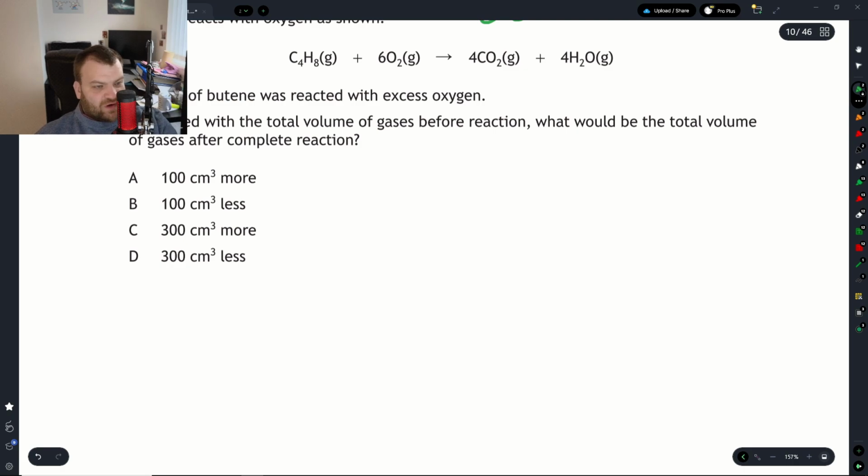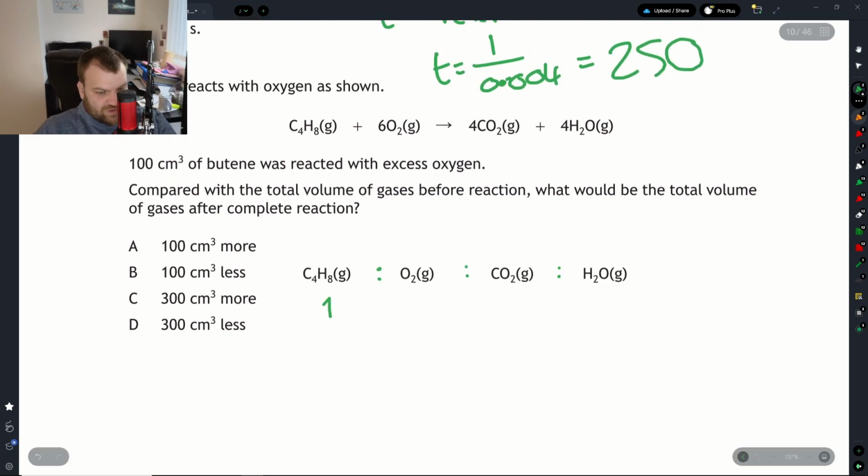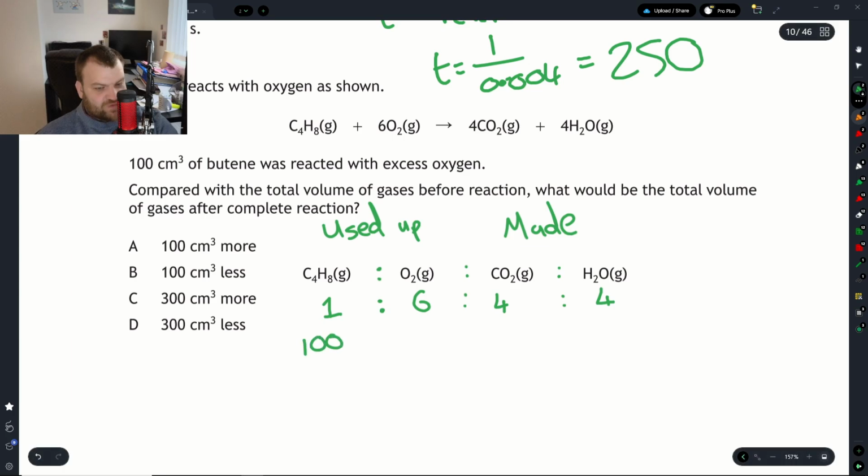Moving on, we are told that we've got 100 centimetres cubed of butene reacting with oxygen. Compared with the total volume of gas before a reaction, what would be the total volume of gases after the complete reaction? So what we've got is we have a 1 to 6 to 4 to 4 ratio. Our reactants are going to get used up. Our products are going to be made. They are telling us that we have 100 centimetres cubed of butene. For this to work, we'd also need 600 centimetres cubed of oxygen that we're using. And that would then produce 400 centimetres cubed of carbon dioxide, as well as 400 centimetres cubed of our water.